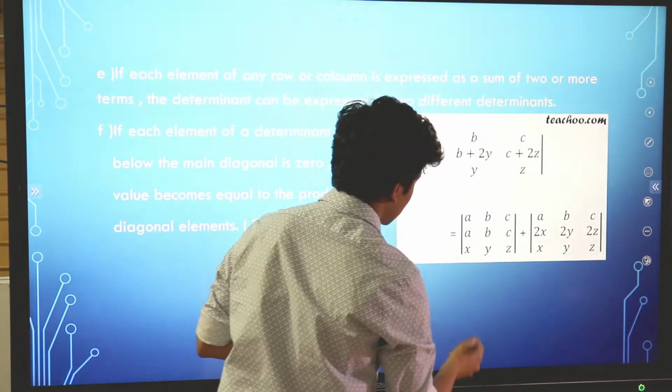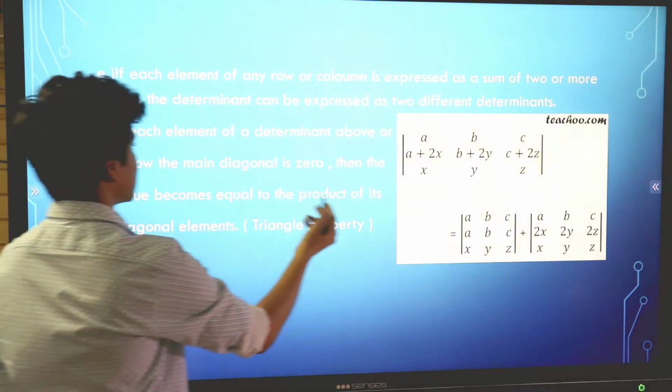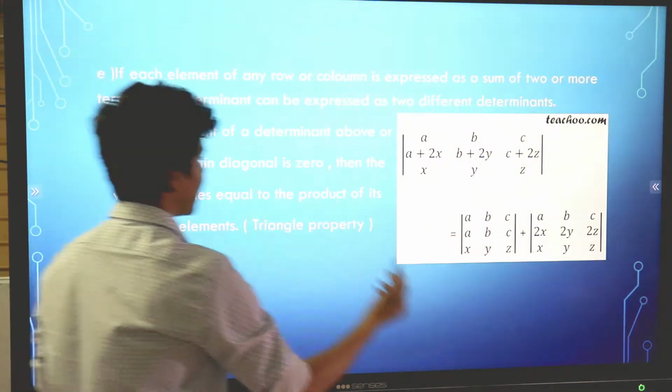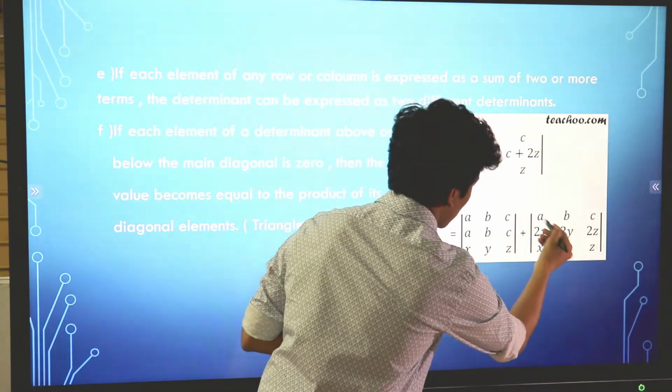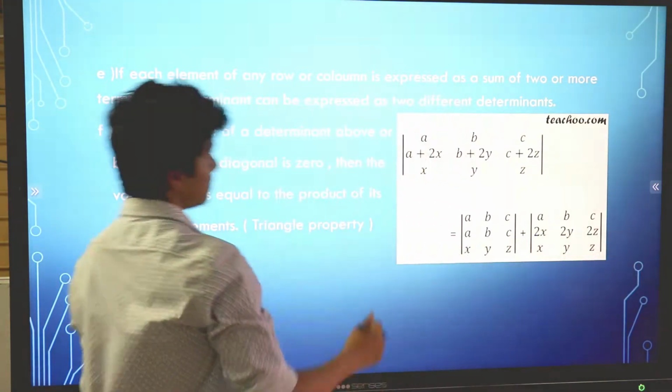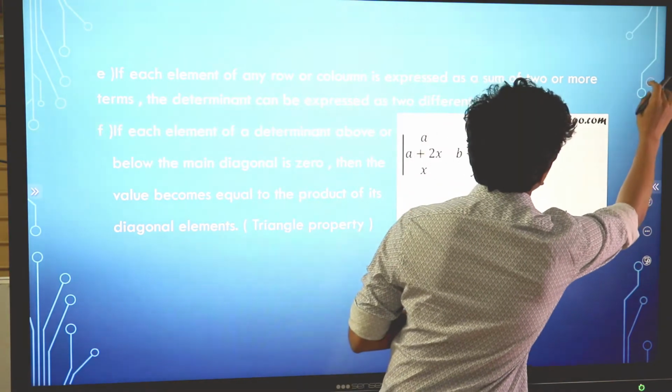These form a triangle. If the values become equal, then the product is the diagonal. If these are equal, then this is the answer. The product of this is the answer of the determinant.